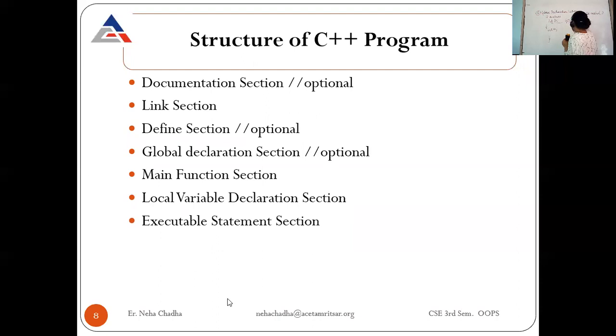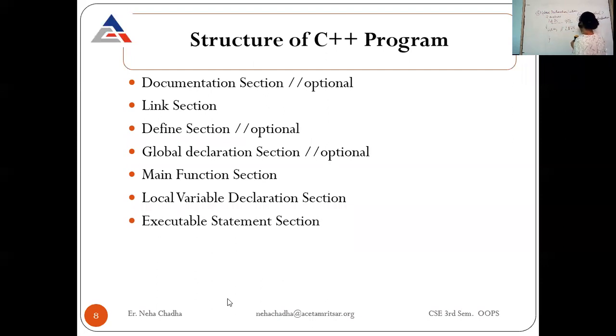Then comes the local variable declaration section. As I have told you, in the global declaration section, you define any variable along with the header files or after the header files. This is called the global declaration section, and this is the local variable declaration section. When you define your variable under the main section, this is called the local variable declaration section.